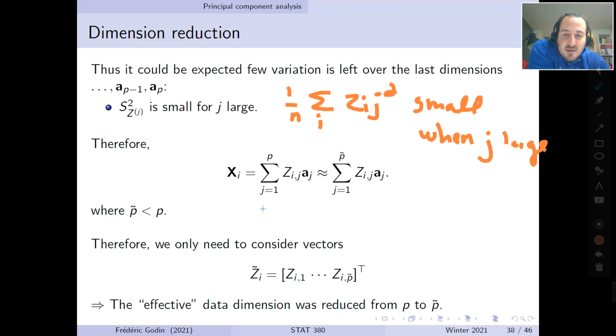These must be represented as a linear combination of the eigenvectors or the new axes times their associated coordinate in their axis. And because the zij are very small for large j, this can be approximated by the same summation, but where we sum until p tilde instead of p, because when j is greater than p tilde, for some p tilde, the z's are very small.